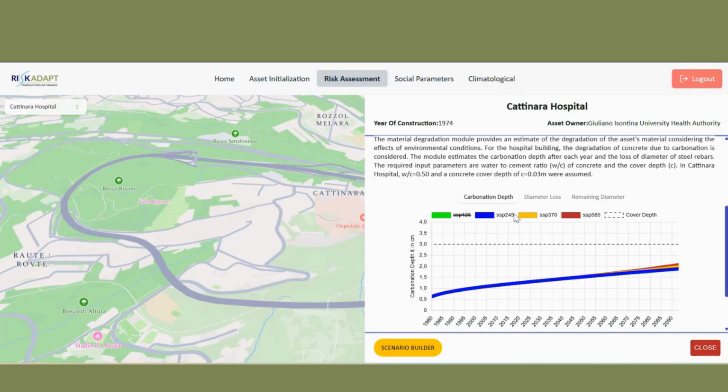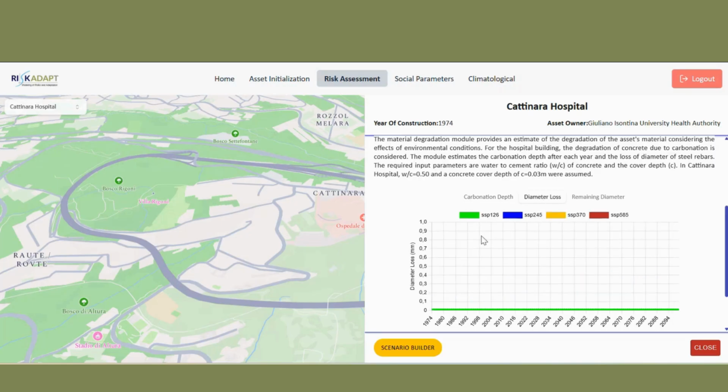You can play with that. You can eliminate the graphs that you don't like. For instance, let's say that you are interested only in the worst case scenario. So you can keep only the worst case. You can reveal more in order to have comparisons. And also we have integrated the diameter loss.